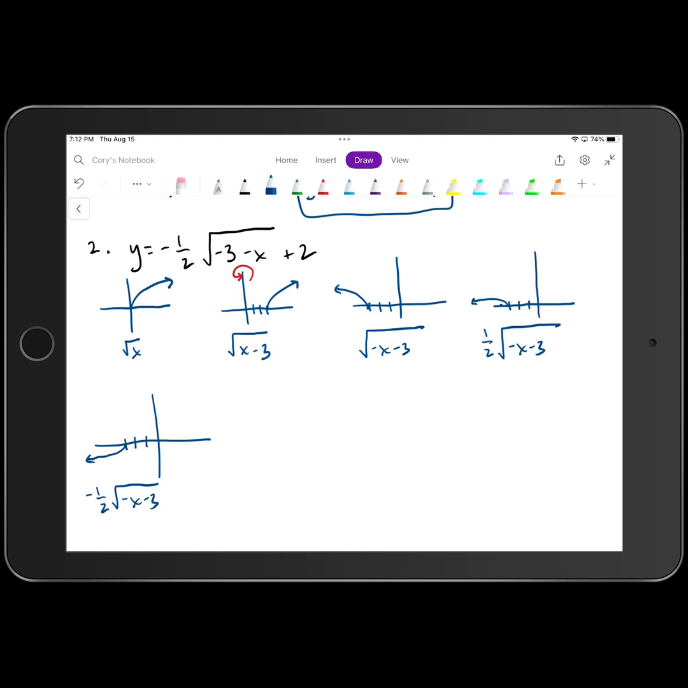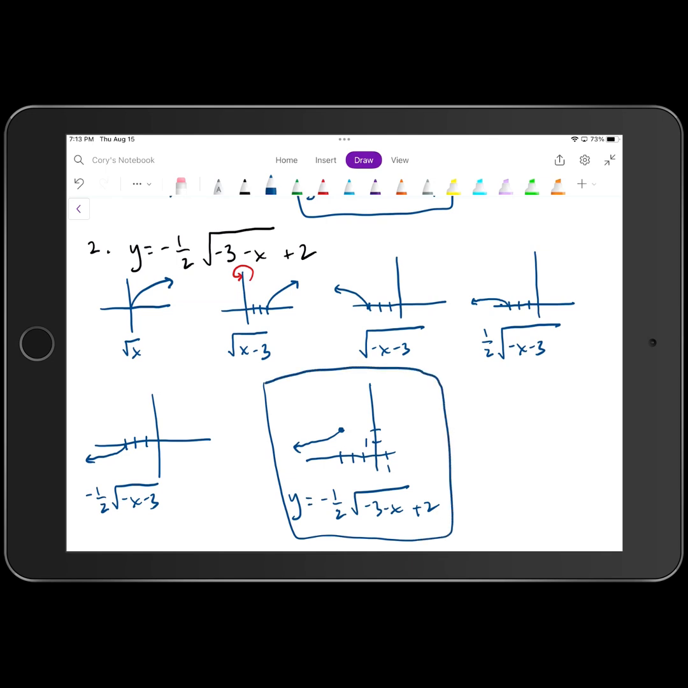And then for my final function, we have y is equal to negative 1/2 root of negative 3 minus x, plus 2. So adding 2 to our function is just going to shift our graph up 2 units. Okay, so our starting point is going to be over here at negative 3, 2. And then our graph is going to open down and to the left like so.